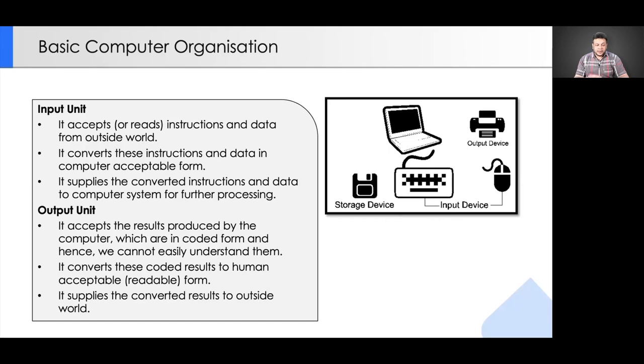Then the second one, the output unit, accepts the results produced by the computer, which are available in coded format. Once it is available, that means the task has been completed and the user will be able to view the respective output. It converts these coded results to human-acceptable forms and then supplies the converted results to the outside world.